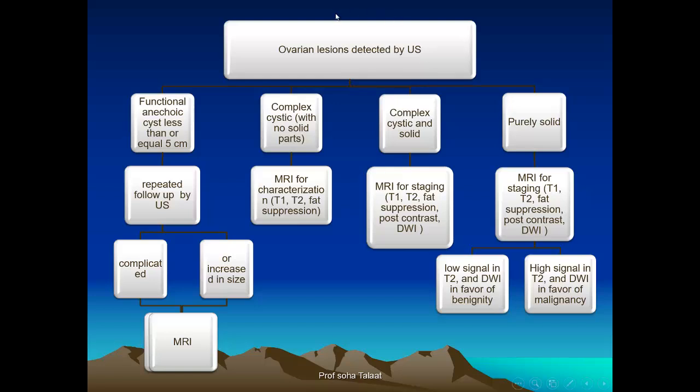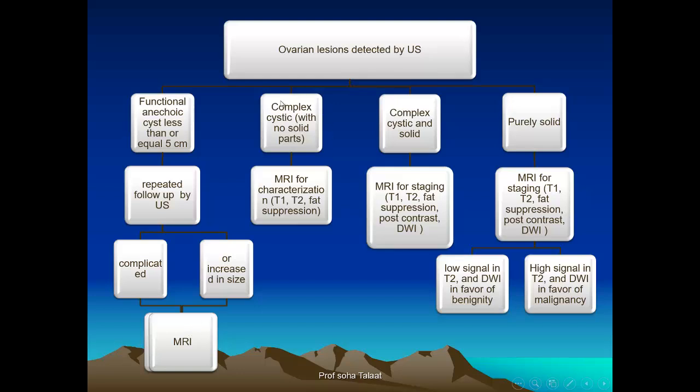So for ovarian lesions detected by ultrasound, a functional anechoic cyst less than or equal to 5 centimeters, please don't ask for other investigations. Just repeat ultrasound, repeat ultrasound, repeat. I have many cases that became pregnant while the cyst was present and no problem. If complicated or increasing in size, then go to MRI for characterization.